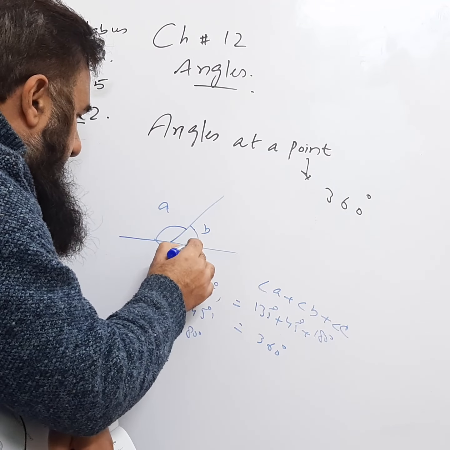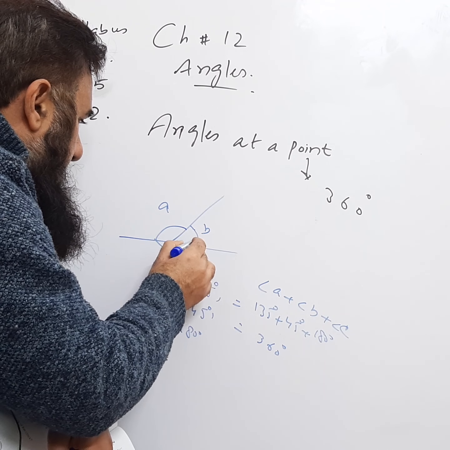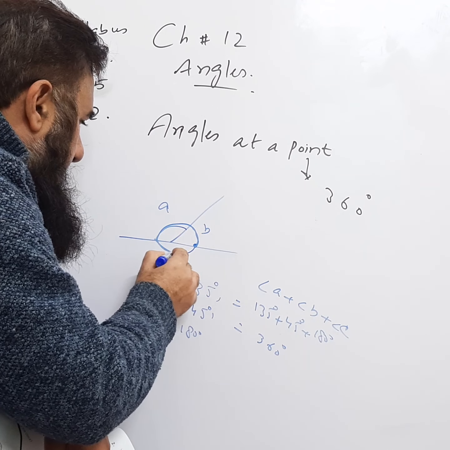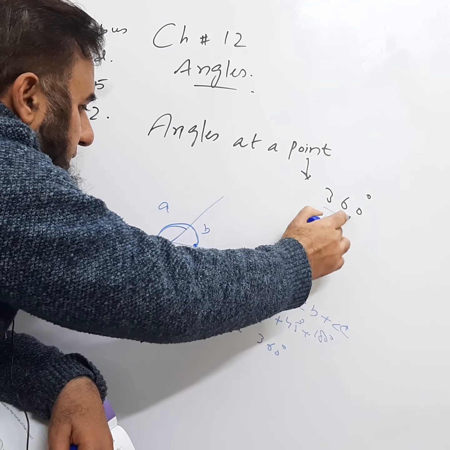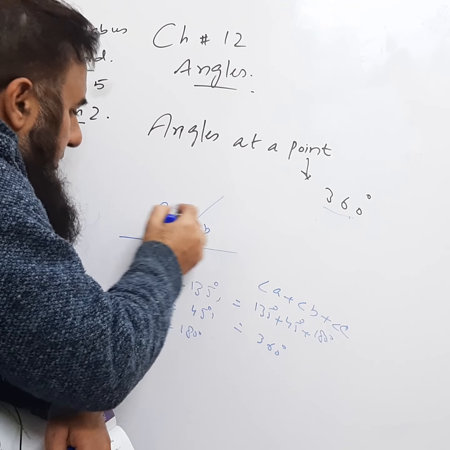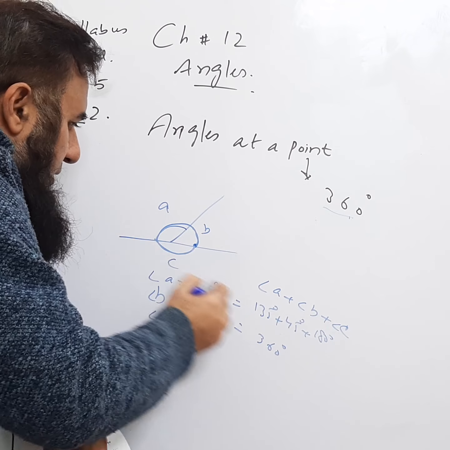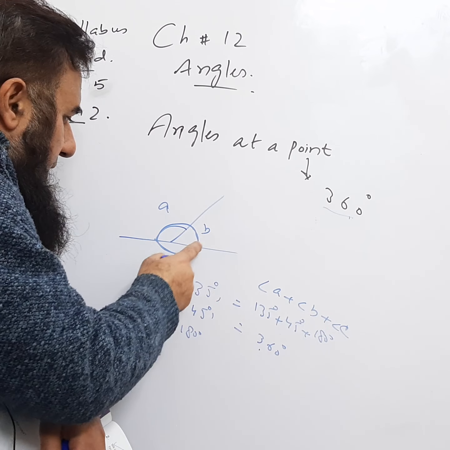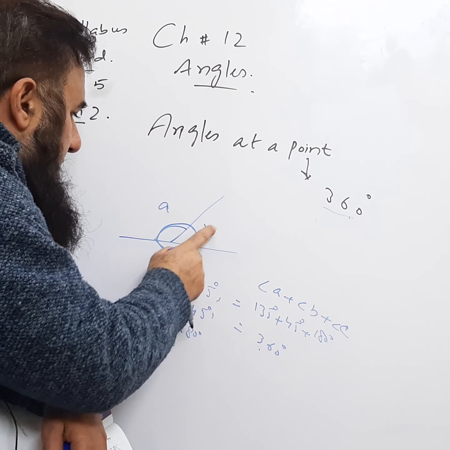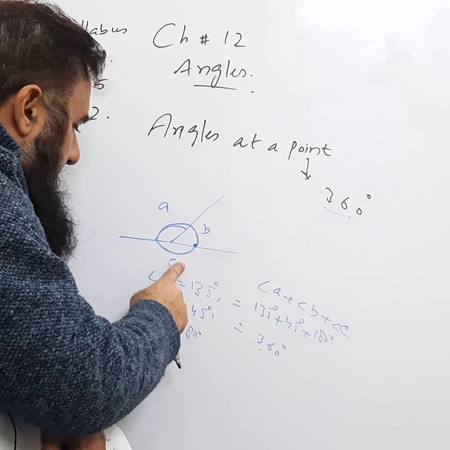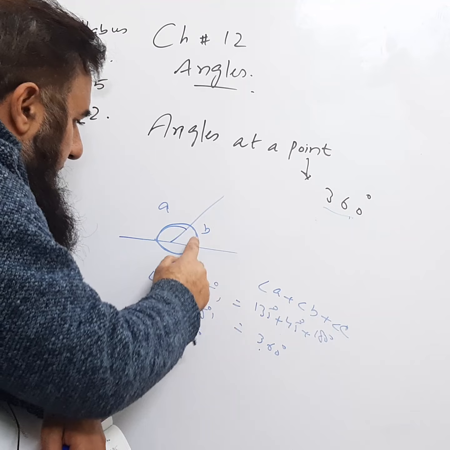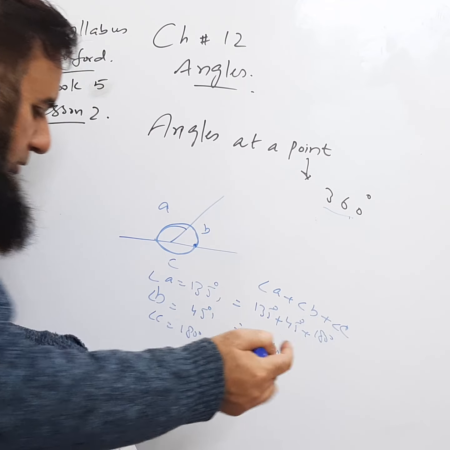This means that if we start from here and come back here, it becomes a full circle. Circle is 360. This circle is equal to 360, and these three are its parts: A is 135, B is 45, C is 180. So when we add up, it becomes the whole circle and it is equal to 360.